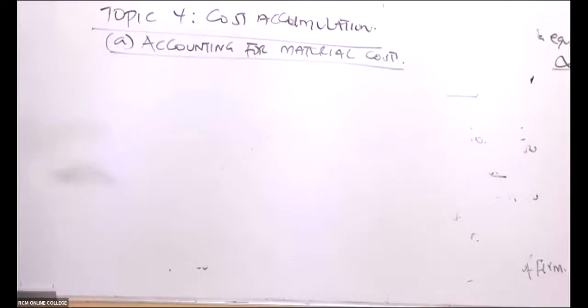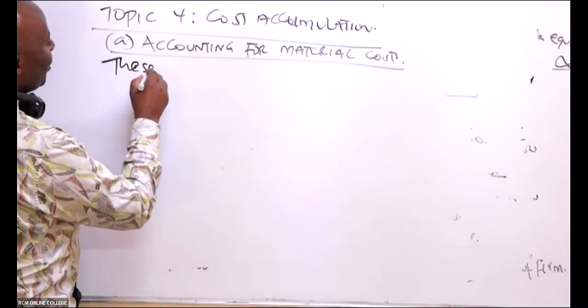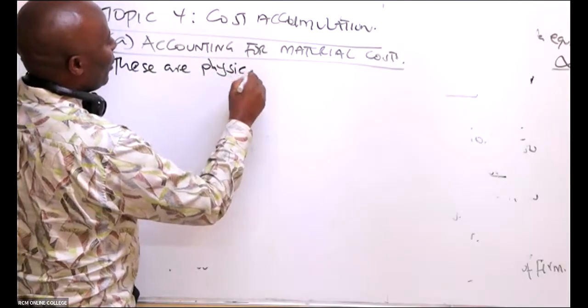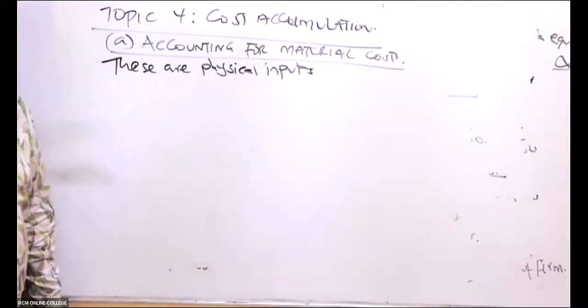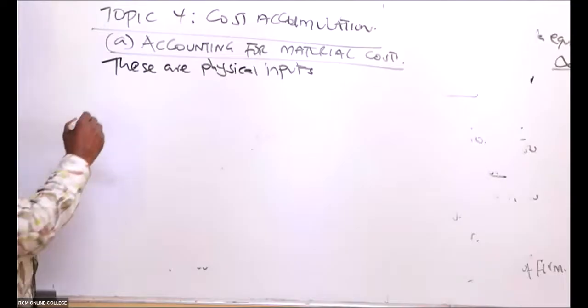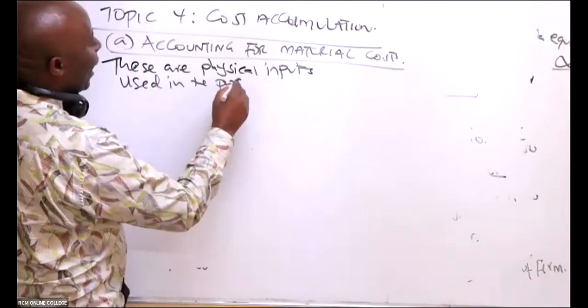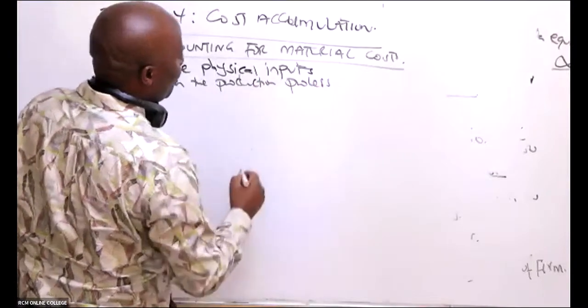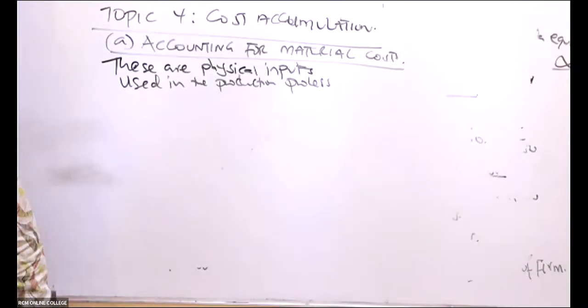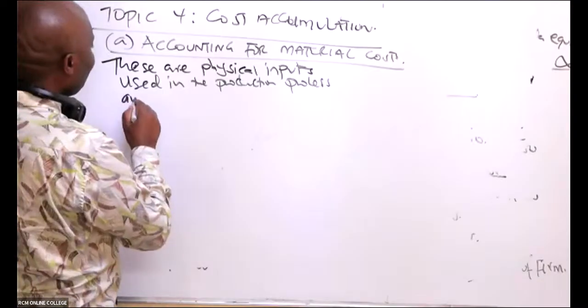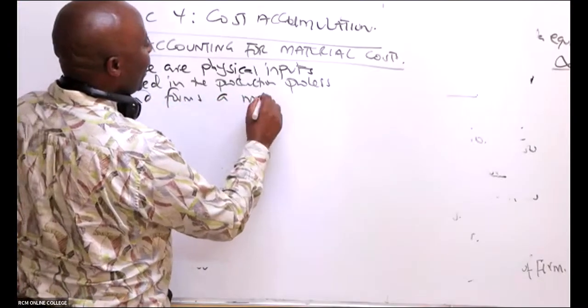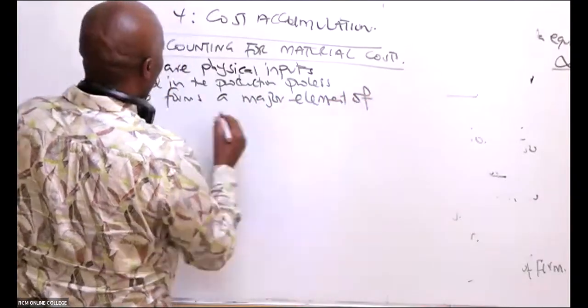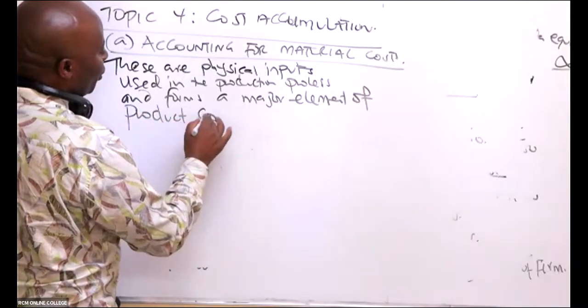For material costs, what you're supposed to do is quite little stuff. So tell us right away as an introduction that materials are physical inputs. These materials are physical inputs used in the production process, and it forms a major element of product cost.